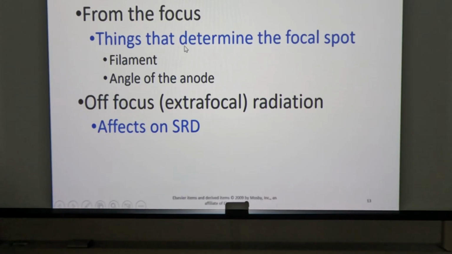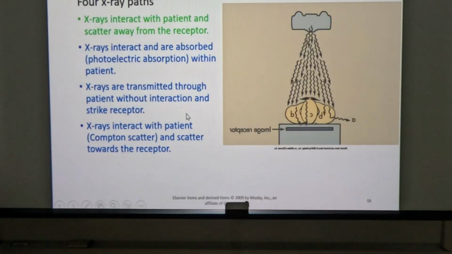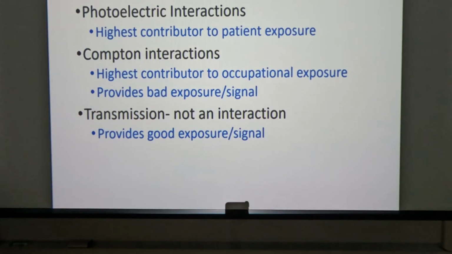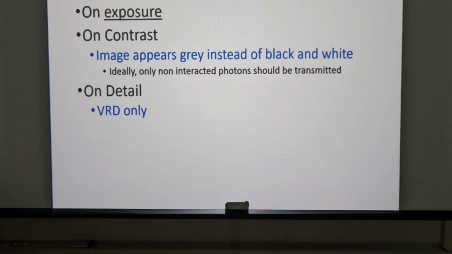So things that affect the focal spot size, and therefore your sharpness of recorded detail, are the filament, the angle of the anode, and off-focus radiation, which gives us an increased focal spot size and decreases our sharpness of recorded detail. So I know I said I wasn't going to review all that, and here I am. So I'm going to try to stop there and go to new material.